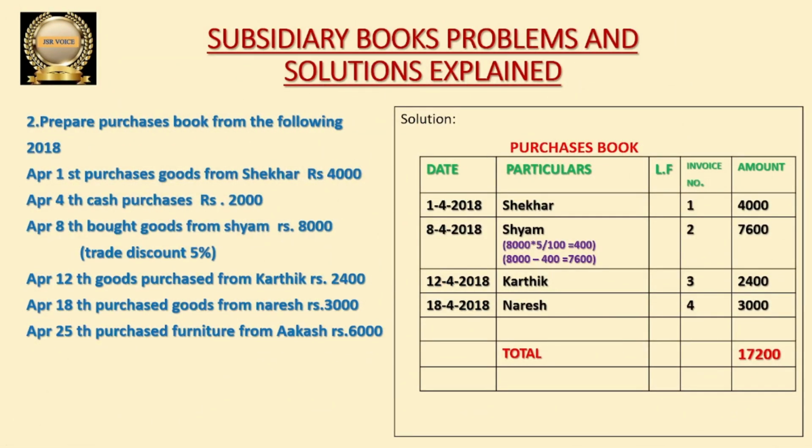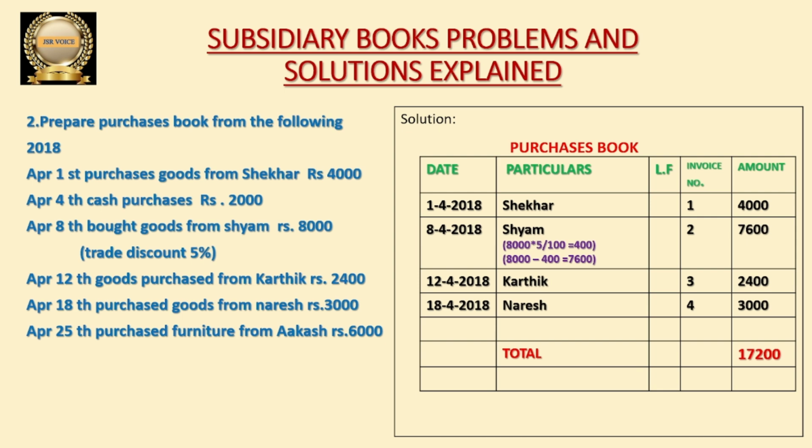Second question, left side question, right side solution. Prepare purchases book from the following. We have to prepare purchase book again. So we should keep the columns ready. Date, particulars, LF, invoice number, amount. All columns are ready. Let us see the transactions and let us record those.